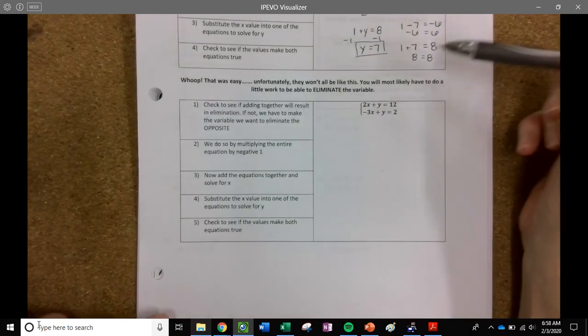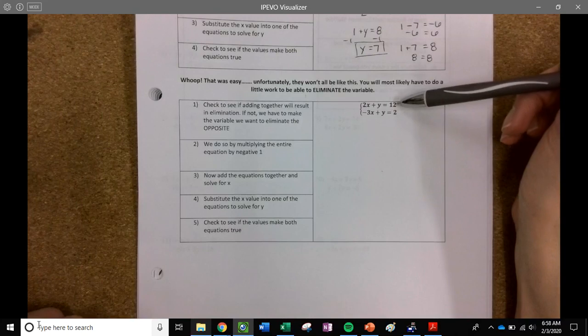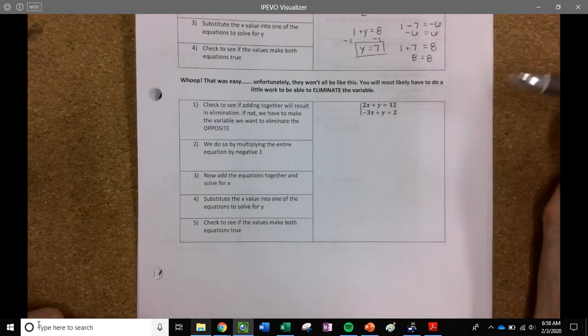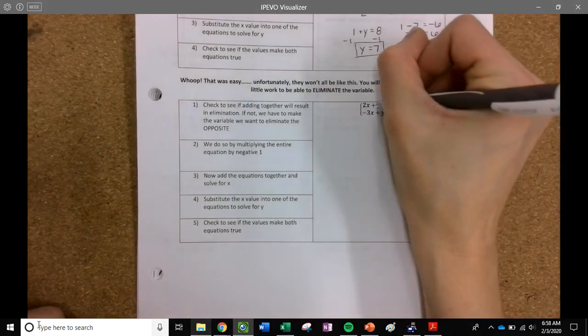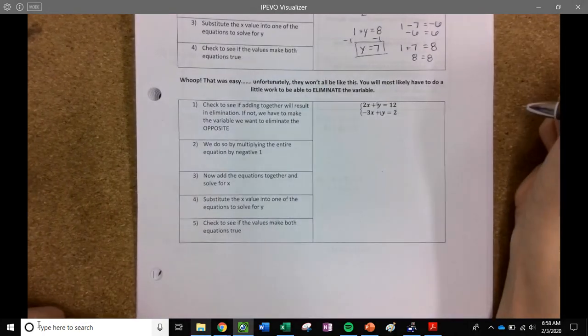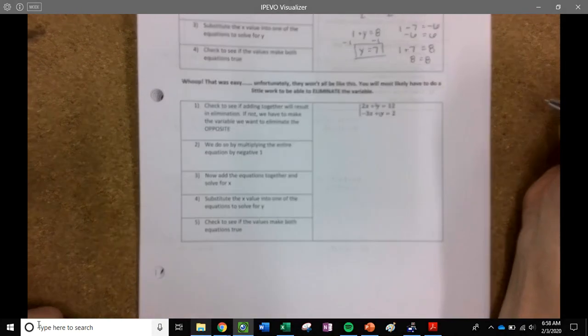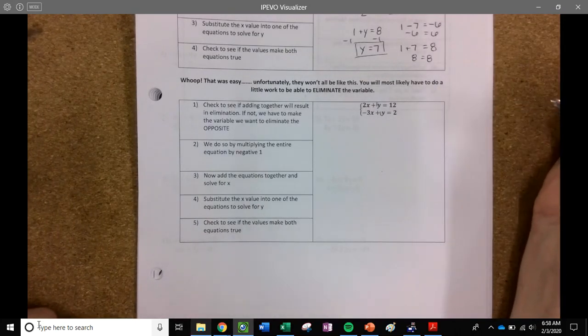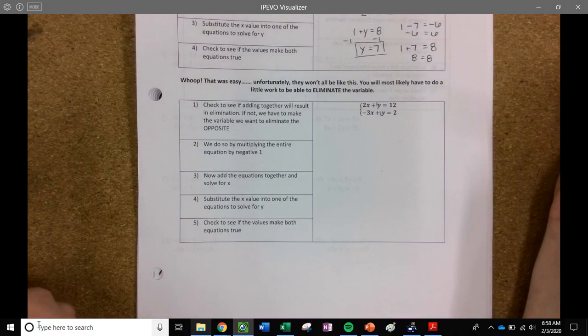So in this next example, I have 2x plus y equals 12 and -3x plus y equals 2. Okay, I've got the same coefficient on the y's. They both have that invisible 1, right? The problem is they're both positive, so they're not going to eliminate. If I add these equations together, I'm going to have -1x and 2y, and that's nothing disappeared, nothing canceled out, so that's not going to work.